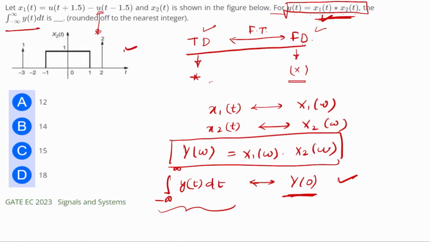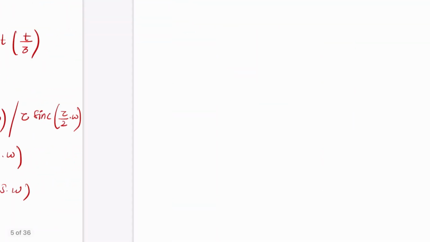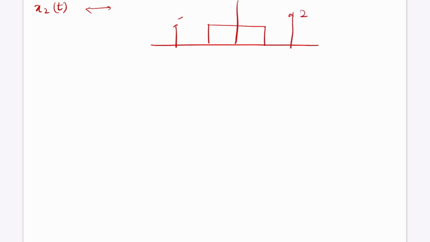Similarly, we can easily find the Fourier transform of this particular function x2(t). How? So x2(t) is given as, the magnitudes are also given.